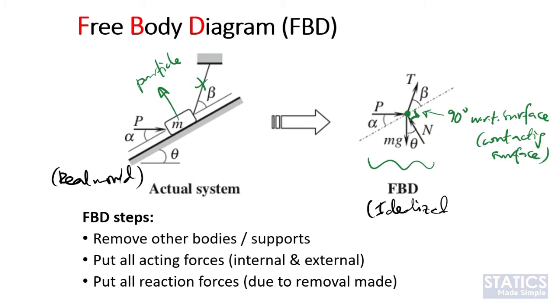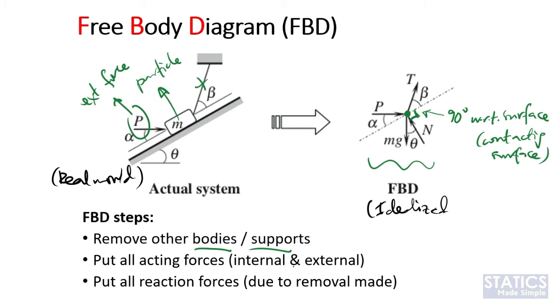We free the body from the surroundings, and when we remove other bodies or supports, we have to replace these bodies or supports with their effect. In this case, their effect will be counted in terms of forces. The step when we are drawing the free body diagram: we remove other bodies and supports, and we put in all the acting forces. Those acting forces can be external. For example, this P is external, out of the system or out of this block M or this particle.